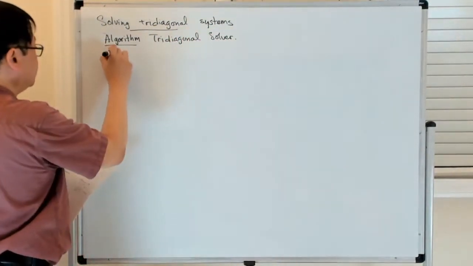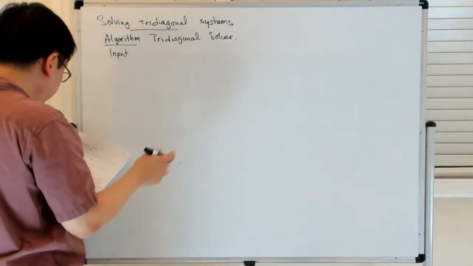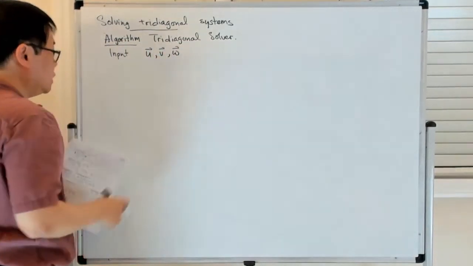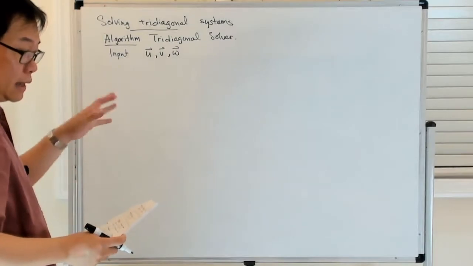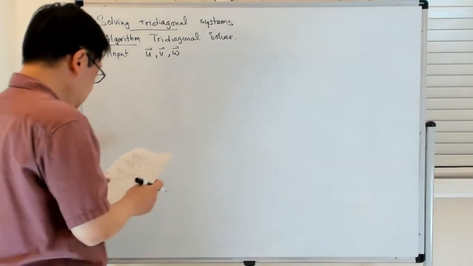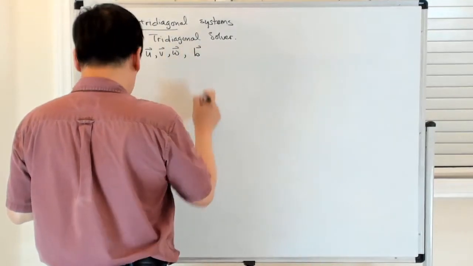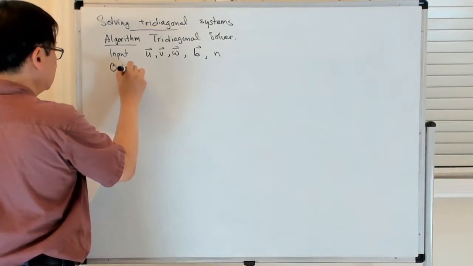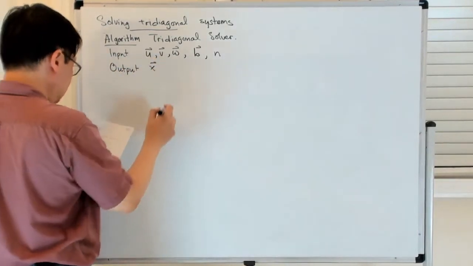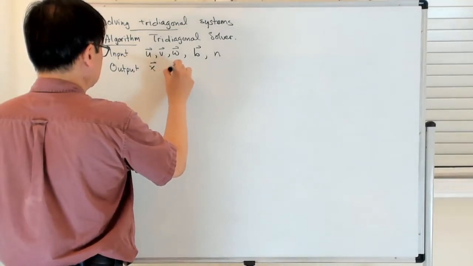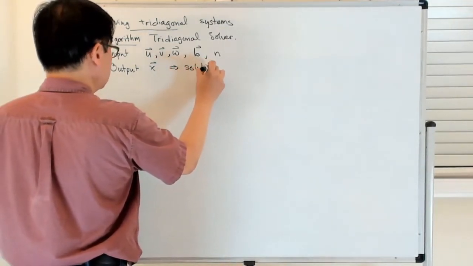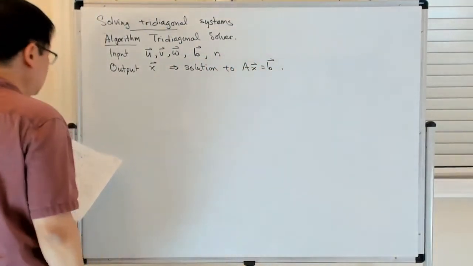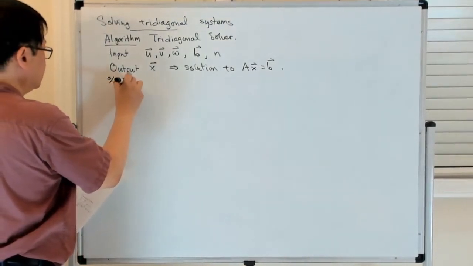All right. So your inputs are these three vectors, u, v, and w, which correspond to the diagonal and the ones just above and just below, right? The right-hand side is the b vector, and n is the size of the matrix, and the output is x, which is the solution to Ax is equal to b. Right, so the first part is the LU decomposition.